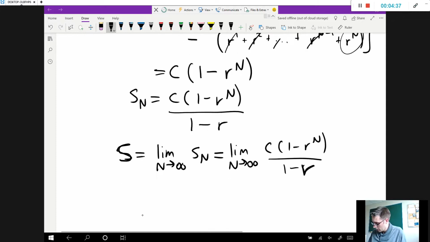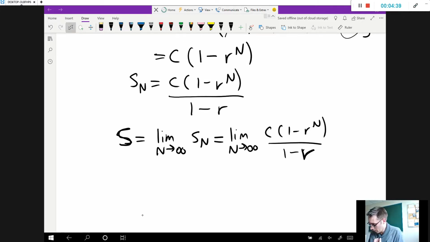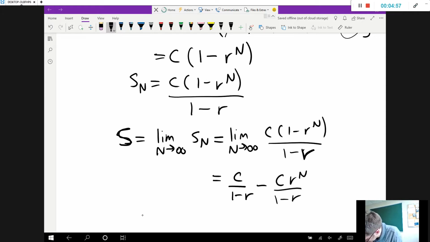Now, in this limit, most of the terms don't actually depend on n at all, so we can simplify this quite a bit. We can FOIL out and write this as c over 1 minus r, minus c times r to the n over 1 minus r.